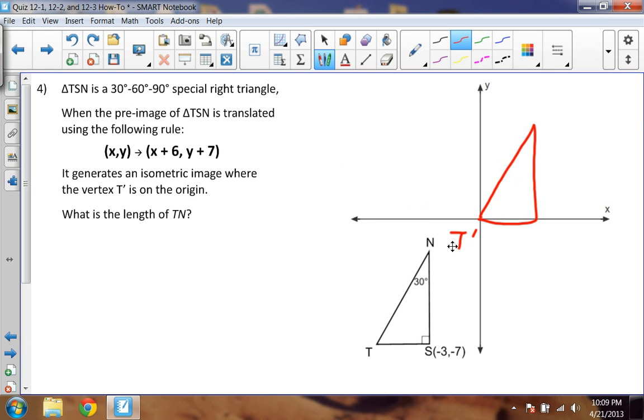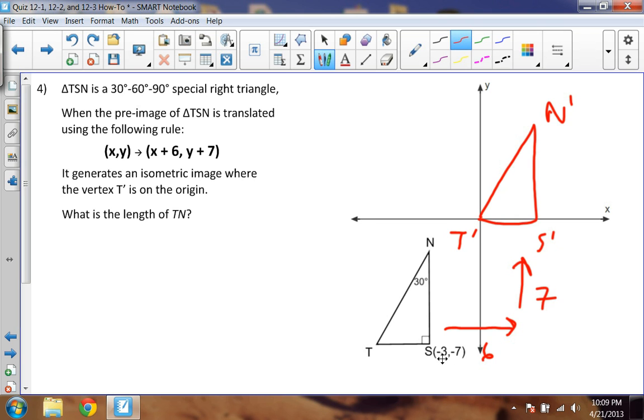We're going back. Okay, I was saying that we did a transformation where we went 6 units this way and 7 units this way. And when we did, we end up getting a T prime that is on the origin. We get an S prime out here, and we get an N prime up here. Okay. Now, what you could figure out is where S prime is based on S, right?